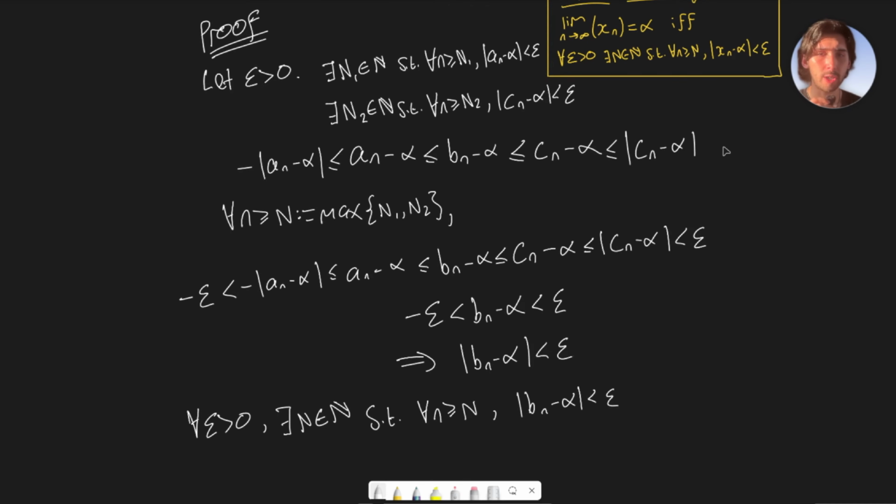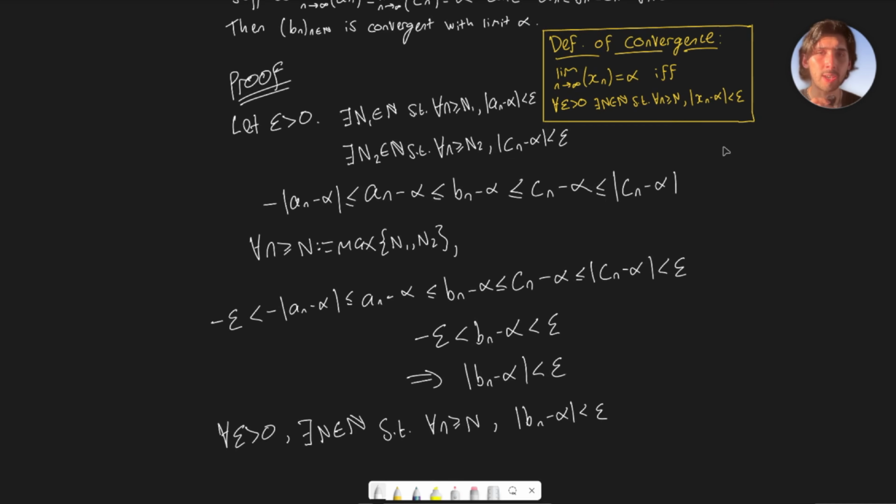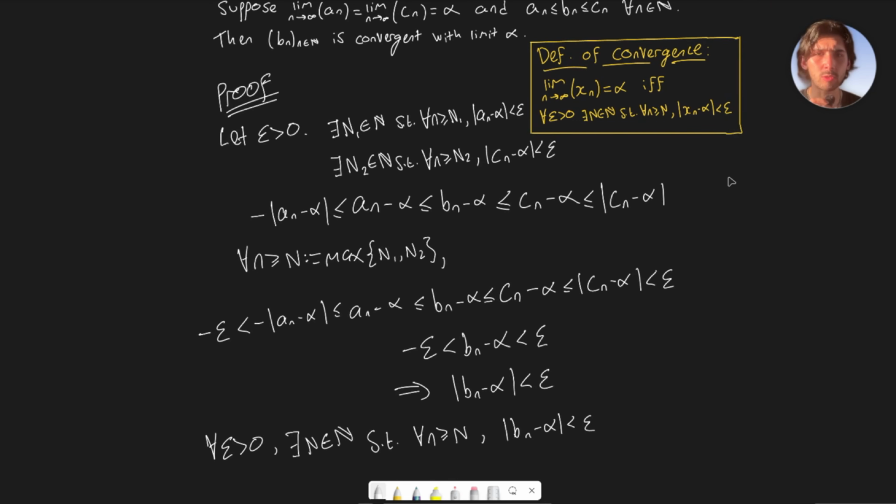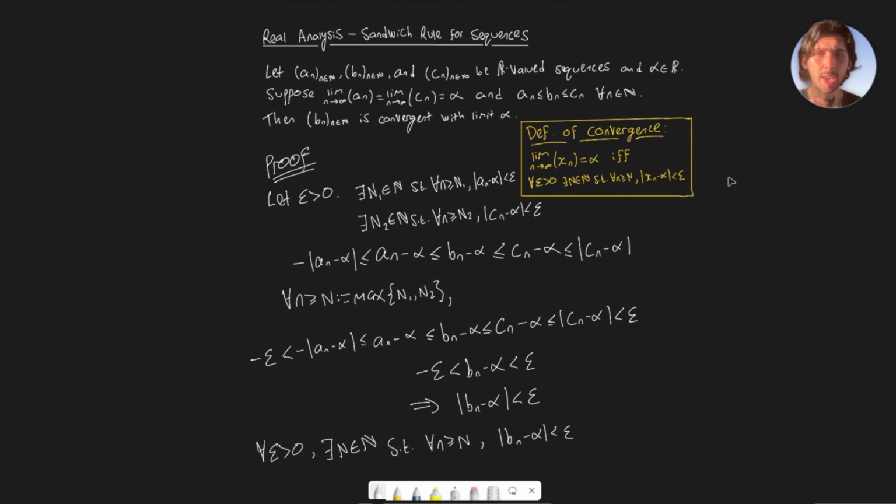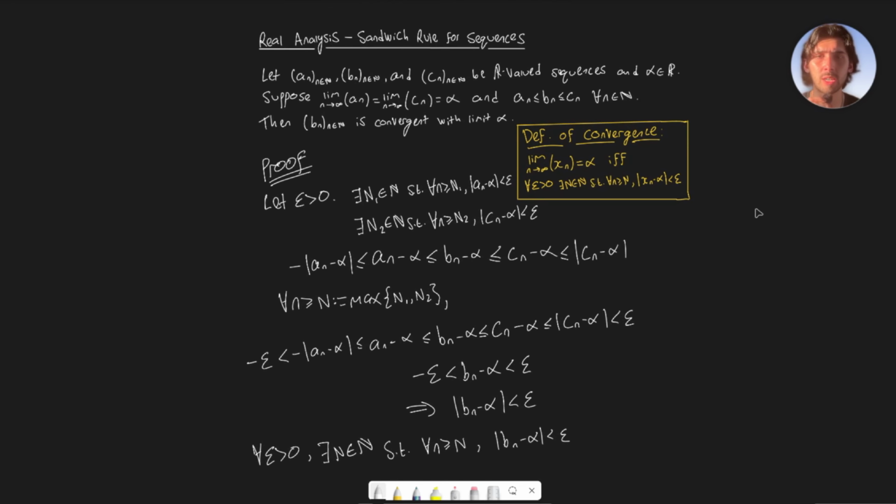Let me just zoom out so we can see every single thing that we did. It's actually not too crazy. It's not too conceptual for this one. There you go. There it all is on the same page at the same time. We have proven that the Bn sequence does indeed converge to alpha using the definition of convergence. Hopefully that makes sense. Pause the video if you need to.